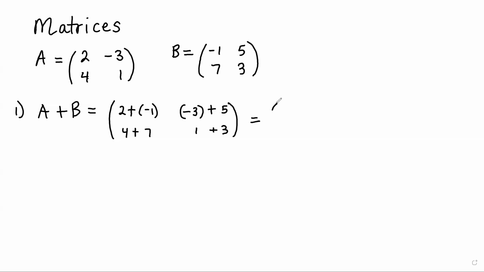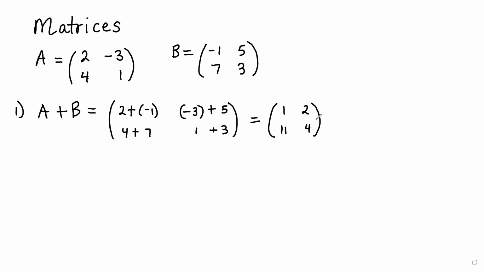So this would give me, well, 2 plus -1 is 2 minus 1, which is 1. -3 plus 5 is the same as 5 take away 3, which is 2. 4 plus 7 is 11, and 1 plus 3 is 4. And that would be your matrix that represents A plus B.